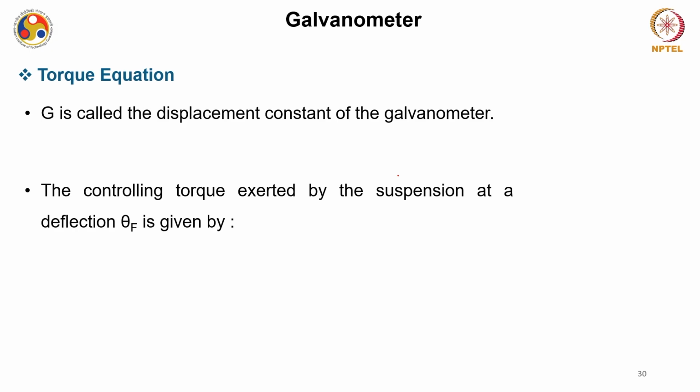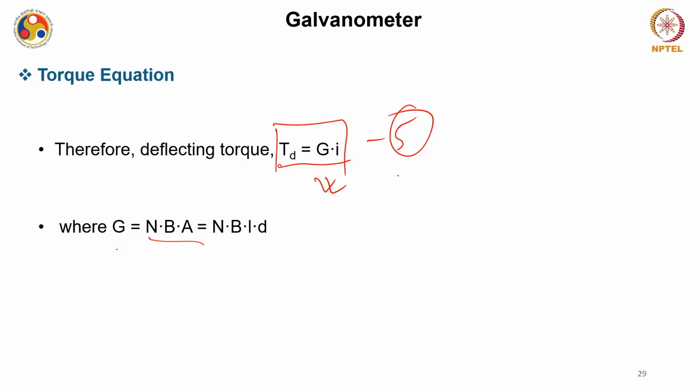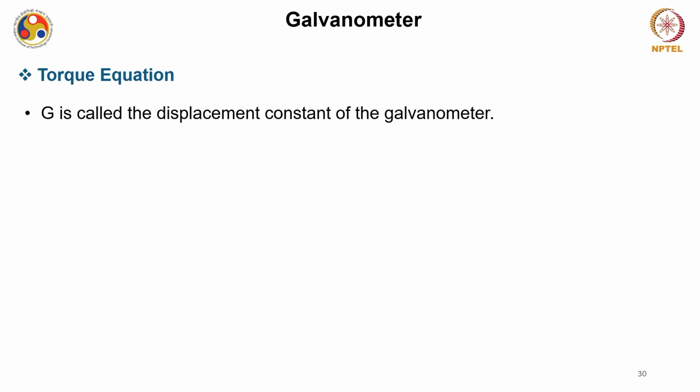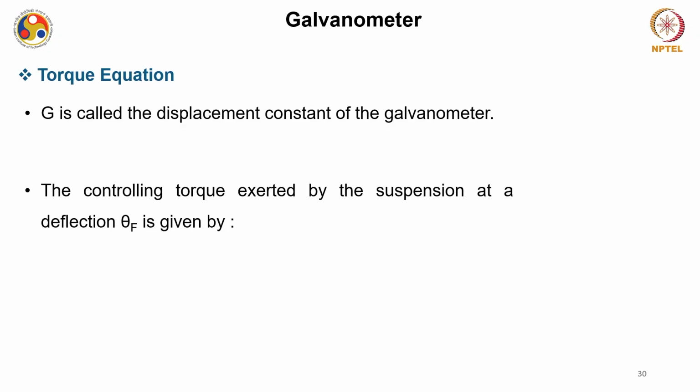Now, we also have to find the control torque, or controlling torque, because at the steady state position we can equate them to find the deflection. Till now we have not dealt with any kind of deflection. We have the idea of what the deflecting torque acting on the moving system is, but we still have to deal with deflection. So, G is called the displacement constant of the galvanometer, and TD is equal to G into I.